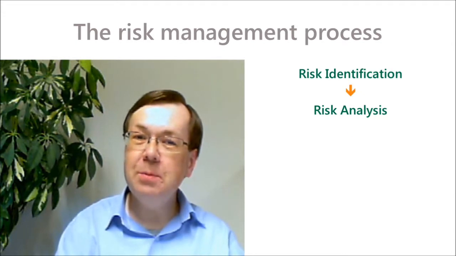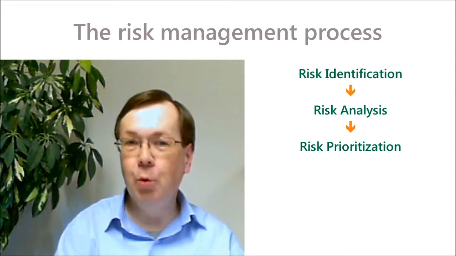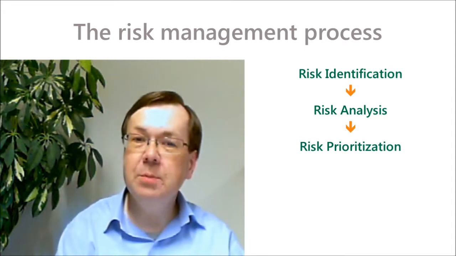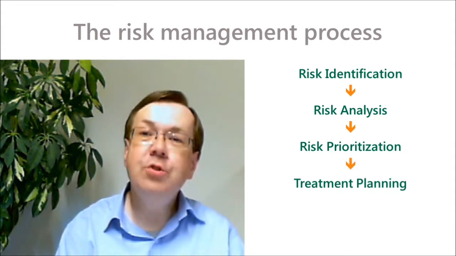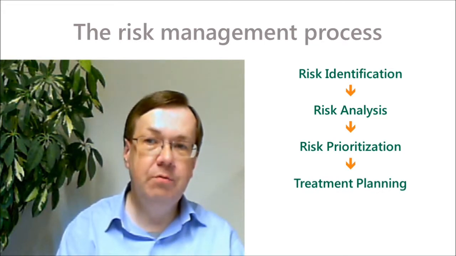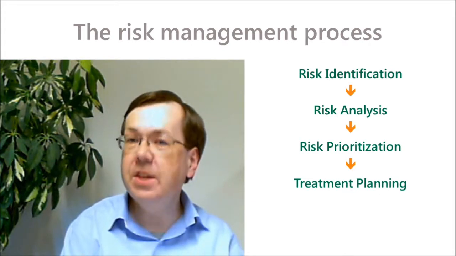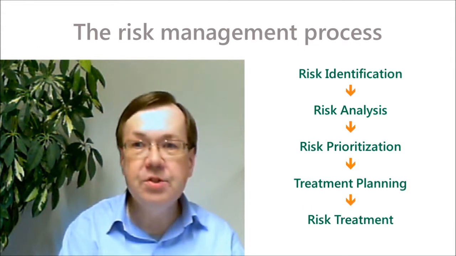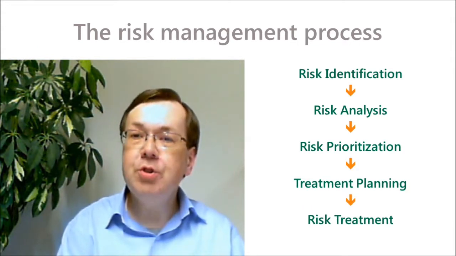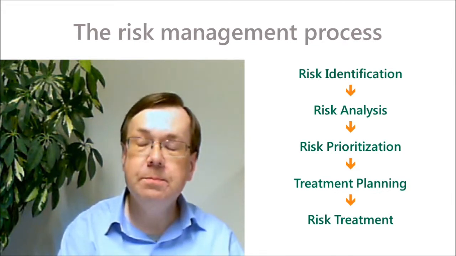After that, the next step is risk prioritization. The software will help you to put your risks in order. Then your risk management effort can be aimed at where it's most needed. The next step is treatment planning. What controls might reduce the likelihood of risks occurring? What countermeasures might reduce the impact of those risk events if they do occur? The last step in the process is risk treatment. This is where you put your treatment plan into action, reducing the risk to your project and your organisation.